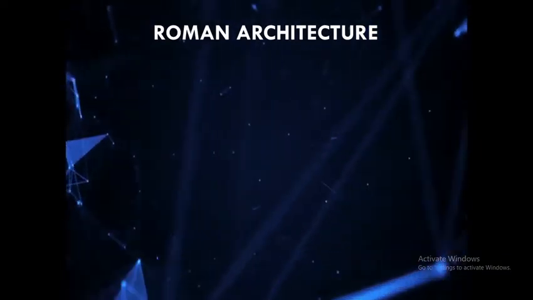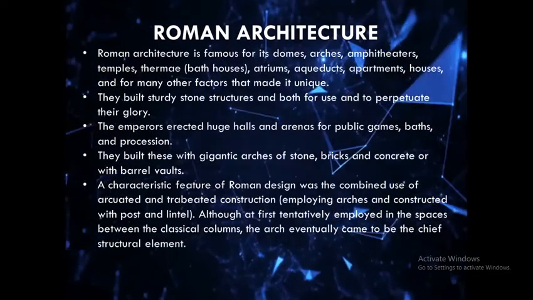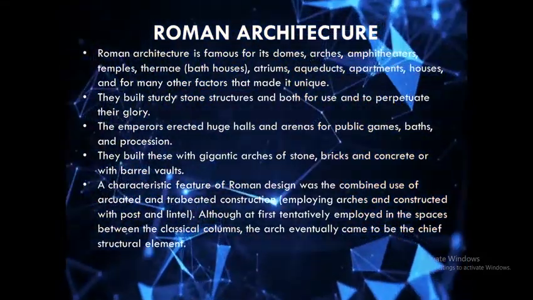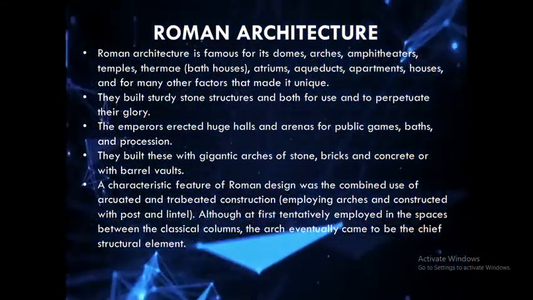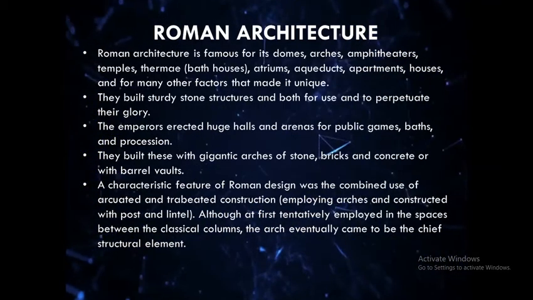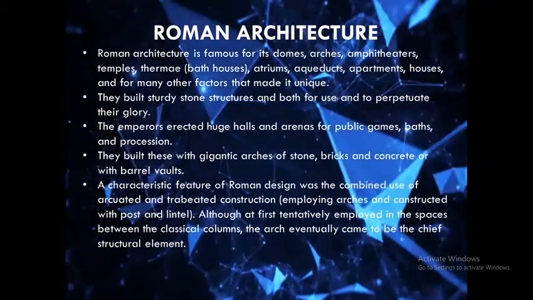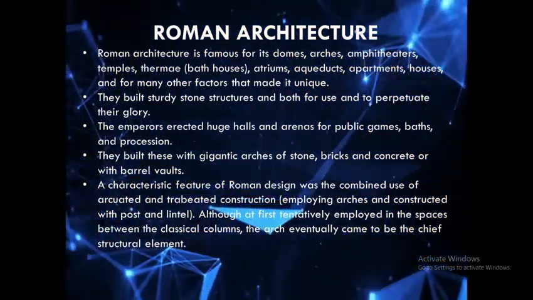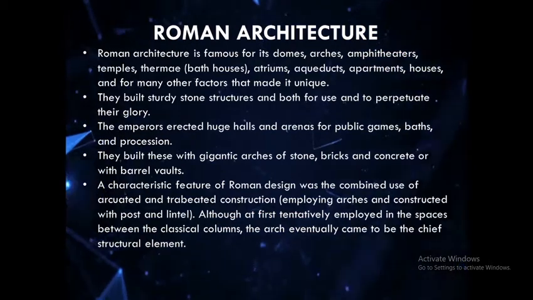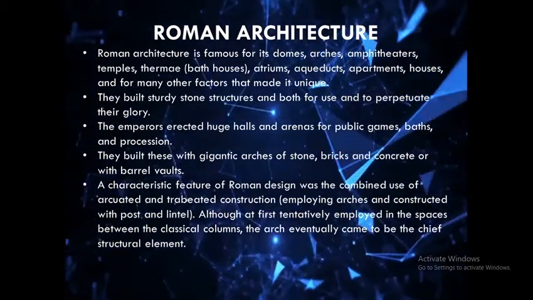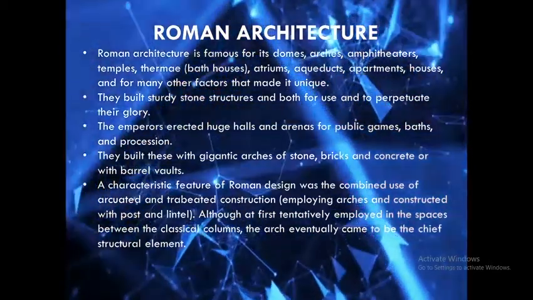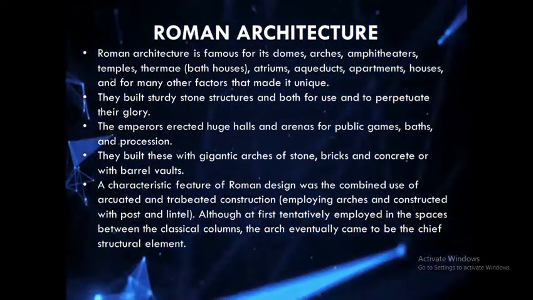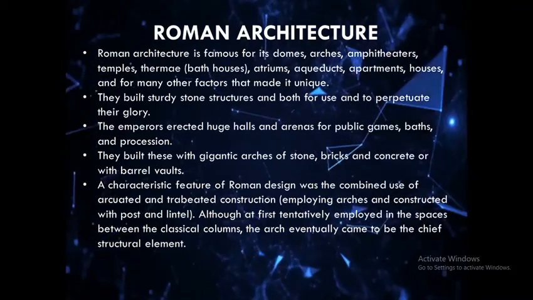Roman architecture. Roman architecture is famous for its domes, arches, amphitheaters, temples, thermae, atriums, aqueducts, apartments, houses, and for many other factors that made it unique. They built sturdy stone structures both for use and to perpetuate their glory. The emperors erected huge halls and arenas for public games, baths, and processions. They built these with gigantic arches of stone, bricks, and concrete or with barrel vaults.